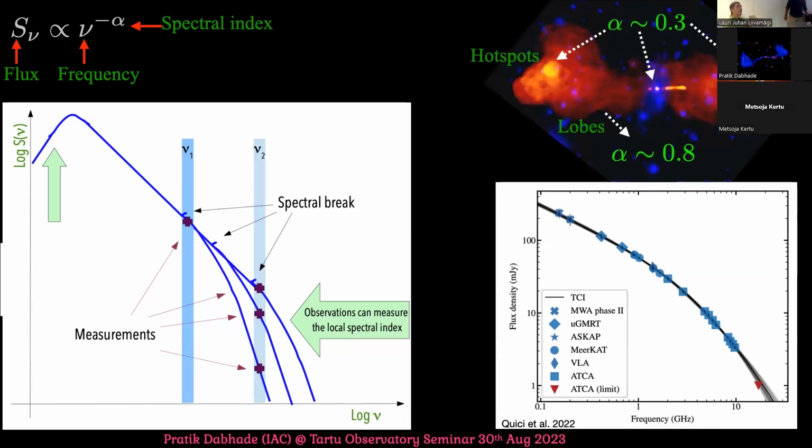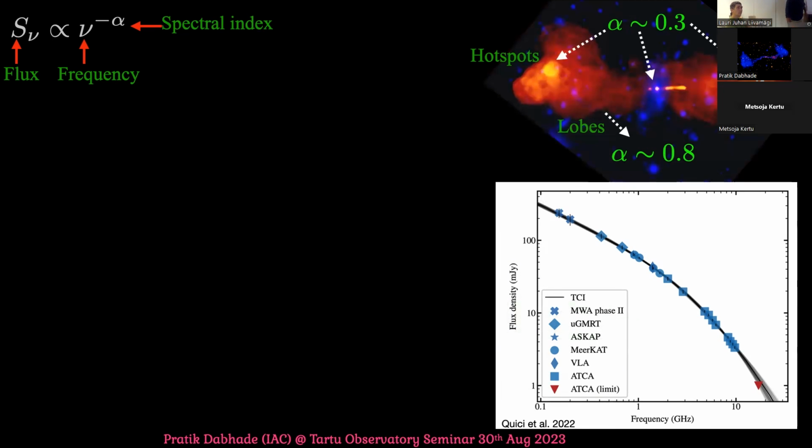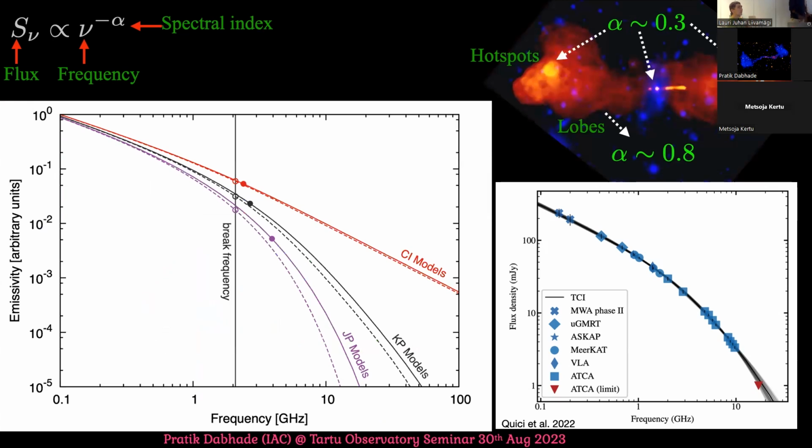So here is an example of a source. You can see the number of telescopes listed. All the way from Australia, South Africa, India to the VLA, we need to combine all of them so that we have all these data points, and then we can go on to spectral modeling and determine the break properly.